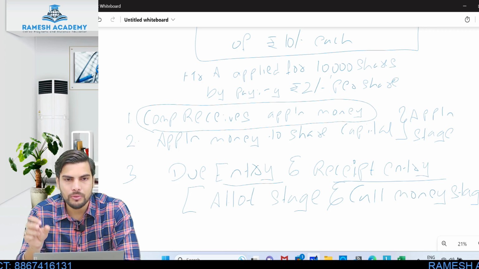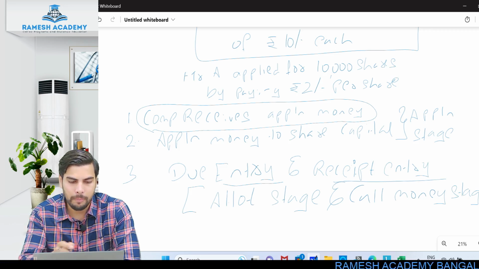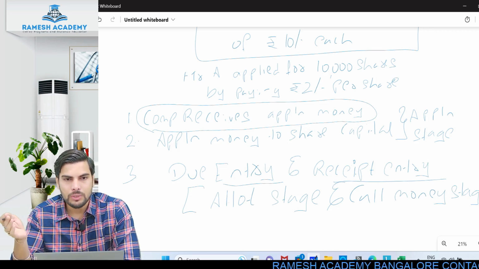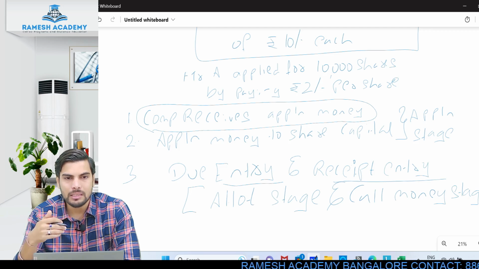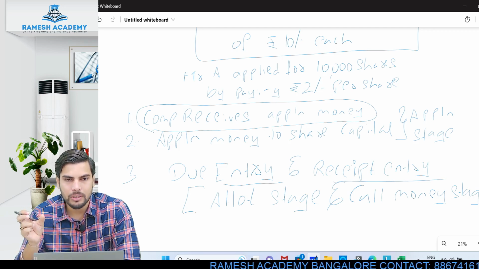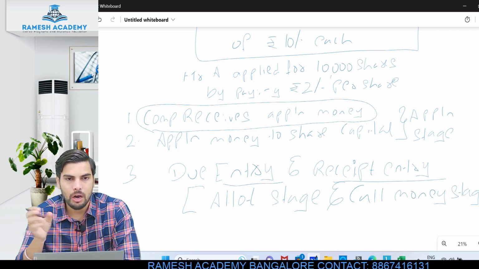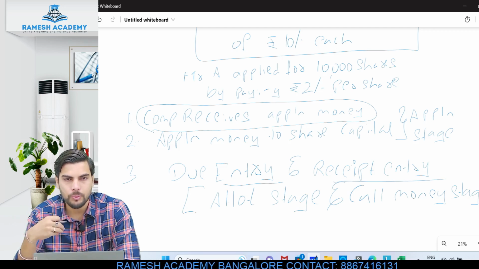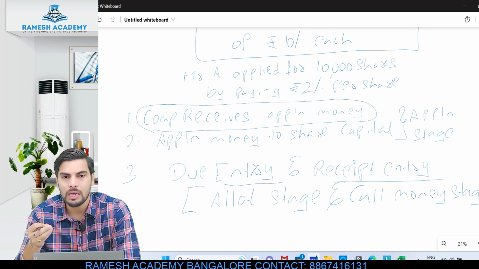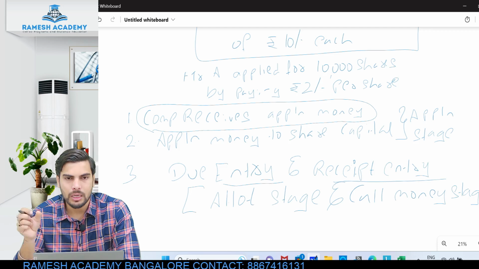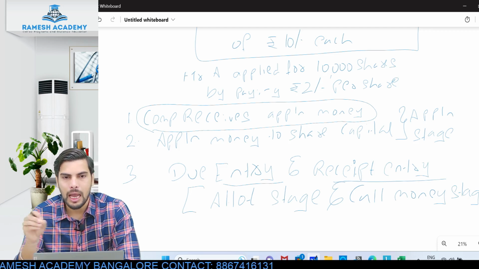So that's why when it comes to the first stage, I won't have any clear idea how many public will be interested in purchasing my company shares. So that's why I pass the receipt entry first and the entire amount is transferred to share capital. Then from the second stage and then onwards, I'll have a clear picture. How much is the amount which I'm supposed to receive at the allotment stage? From how many shareholders am I supposed to receive the amount at allotment stage, and from how many shareholders at call money stage? So that's why we'll be passing the due entry first and then the receipt entry.